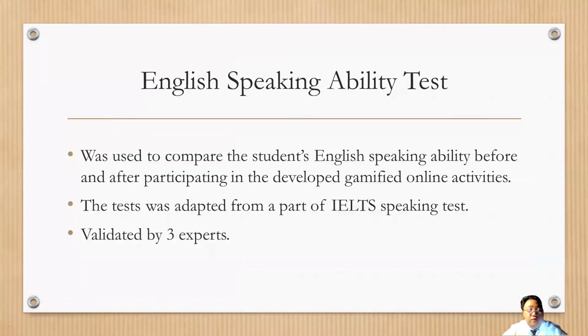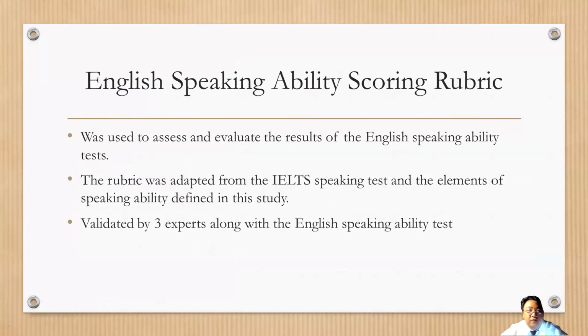The second instrument used in this study is the English speaking ability test, which was adapted from part of the IELTS speaking test. This ability test will be used before and after the students take part in the activities to see if there are any improvements after the study. And the last instrument used is the English speaking ability scoring rubric. This rubric will be used to evaluate the results of the English speaking ability test.